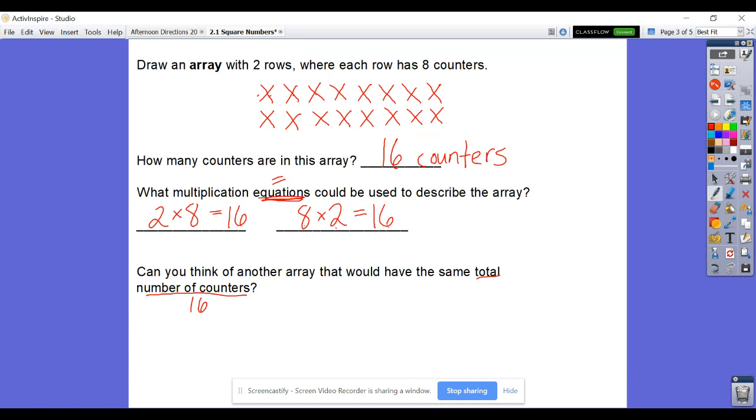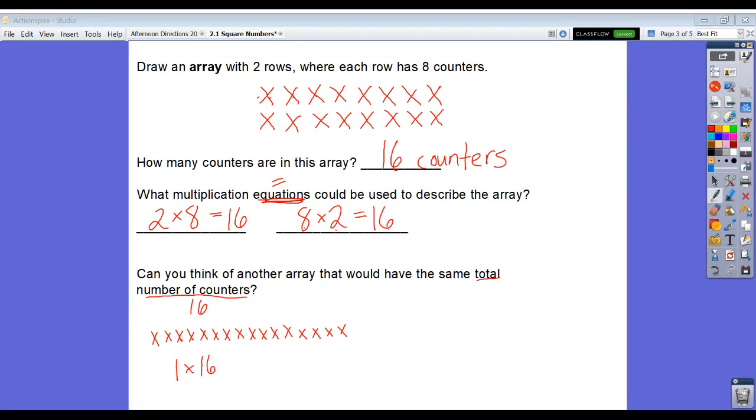Welcome back. You might have said that you could have a 1 by 16 array, which is true. I could have 1 row with 16 in each row. I lost count of how many I'm at. 1, 2, 3, 4, 5, 6, 7, 8, 9, 10, 11, 12, 13, 14, 15, 16. I could have that. 1 by 16, 16 by 1, the same thing, right?